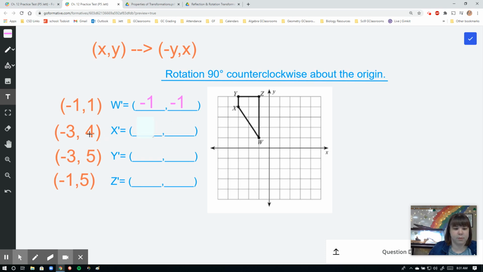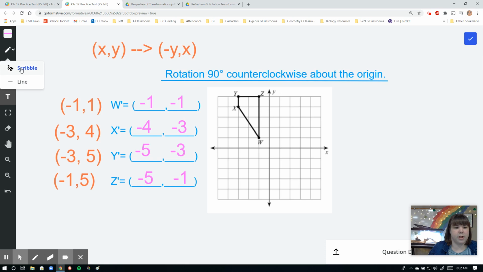For x prime, again, we swap, we flip them. So 4, -3, but then we need to flip the sign of +4. So now it's going to be -4, -3. For y prime, it would be 5 and -3. But again, we need to swap the sign of our y. So it's going to be -5, -3. And for z, again, we have 5, -1. But instead of +5, we need to make it a -5.